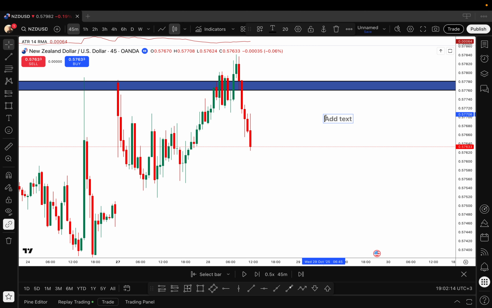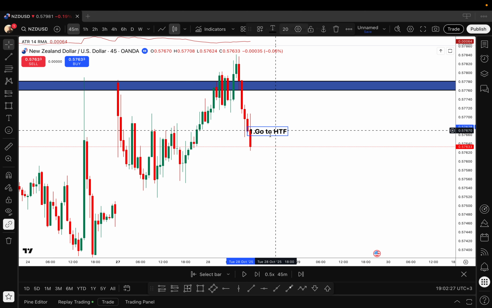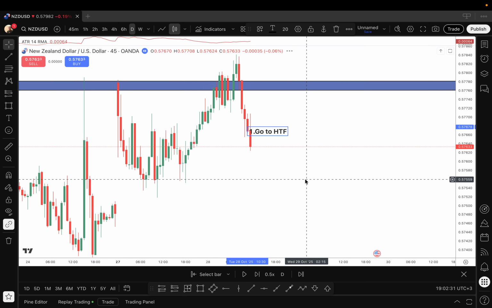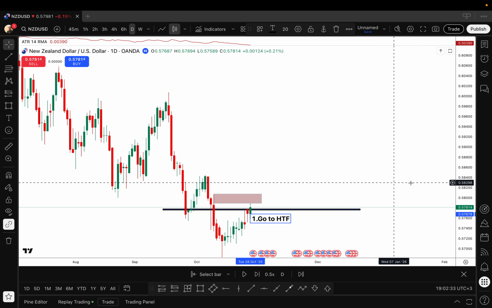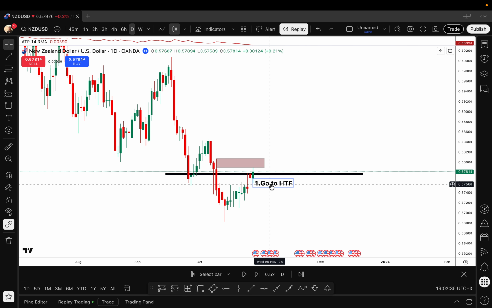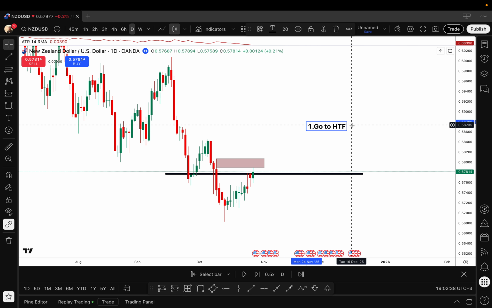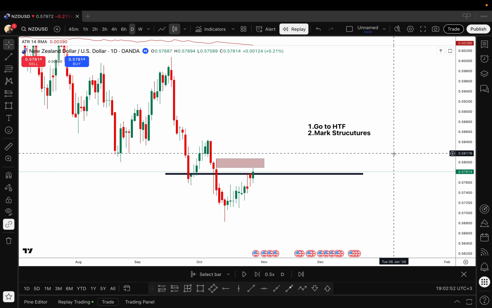So now let's go. Rule number one says go to your highest time frame. That is my rule number one for this strategy. You have to go to your highest time frame. So I'm just going to be doing what the rule says. In this case, I'm going to be using my daily as my highest time frame. After going to your highest time frame, what do you want to do? We are going to go straight to rule number 2, which says mark your structures on the highest time frame.